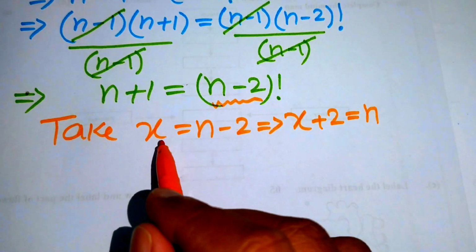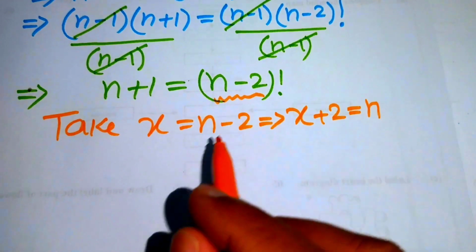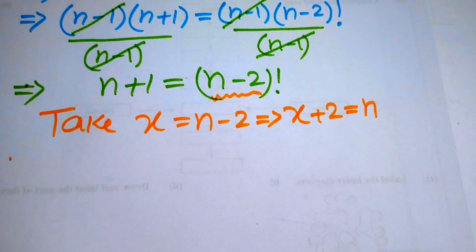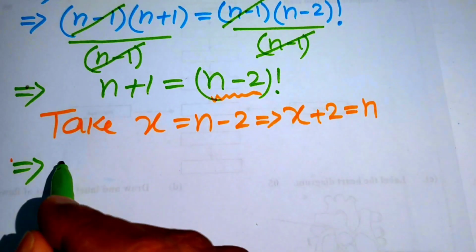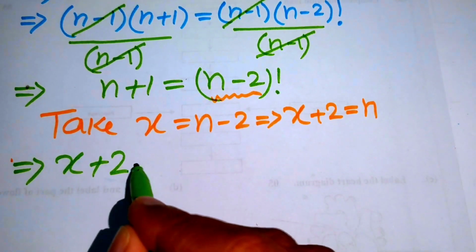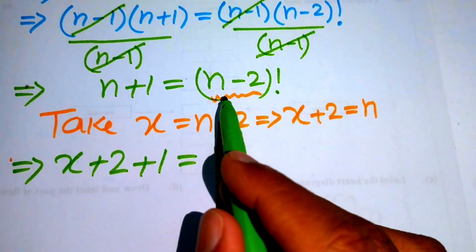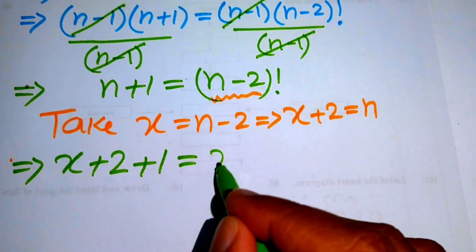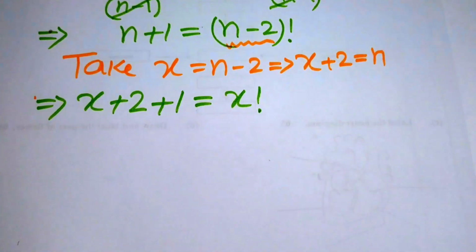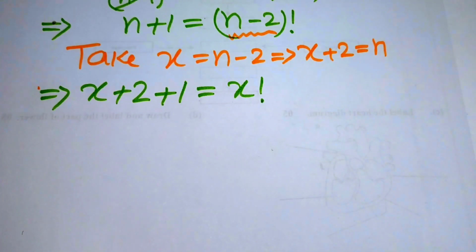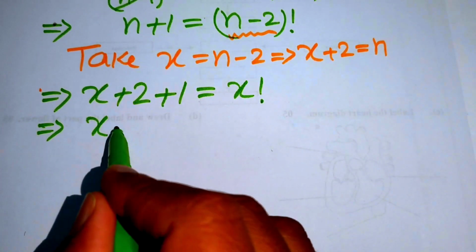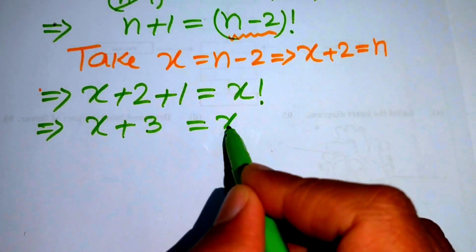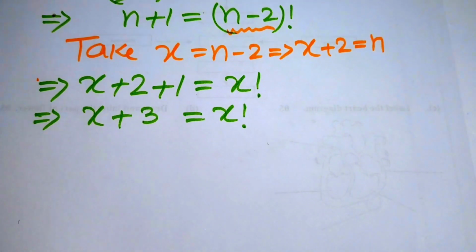So we put the value of x and n in the above equation, so that the above equation will be written as n plus 1, and we have n equals x plus 2, and plus 1 equals, we take n minus 2 equals x, so it becomes x factorial. So now in the next step, this equation becomes in the form of x plus 3 equals x factorial. So now here we find the value of x by inspection.